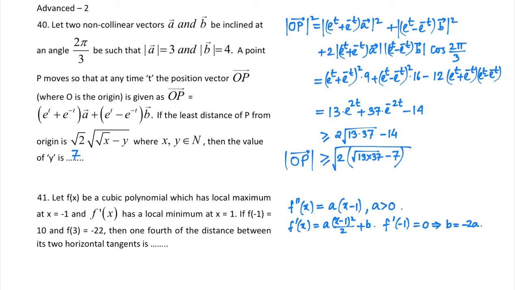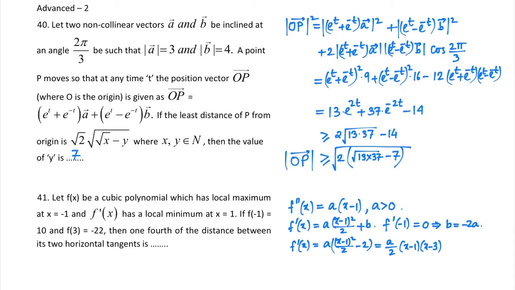Now, so I have got that. Therefore I can write our f dash x equal to a into x minus 1 whole square by 2 minus 2, replacing b by minus 2a, which will eventually become a by 2 into x minus 1 into x minus 3 after a few simplifications.